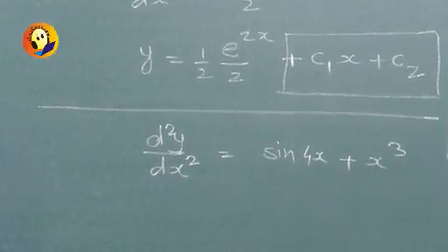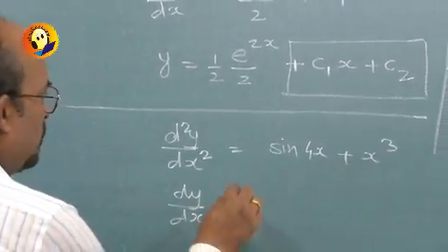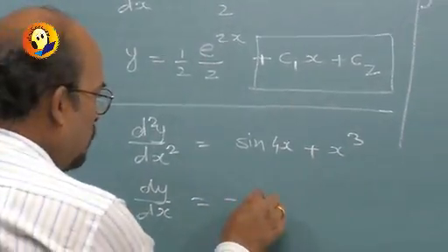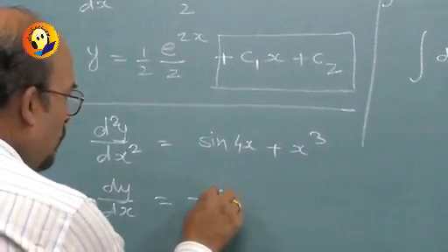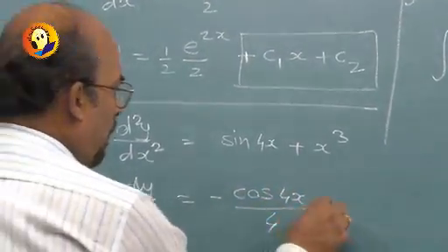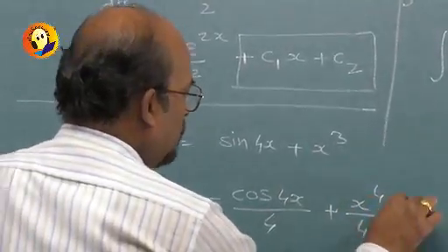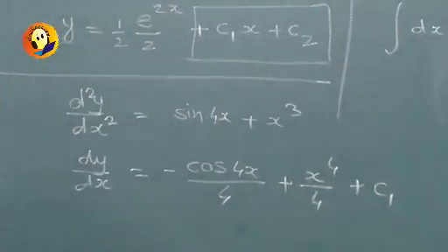What's so difficult in it? Integrate it. dy by dx: integration of sine is minus cos, so minus cos 4x upon 4, plus integration of x cube, which is x raised to 4 upon 4, plus constant of integration c1.